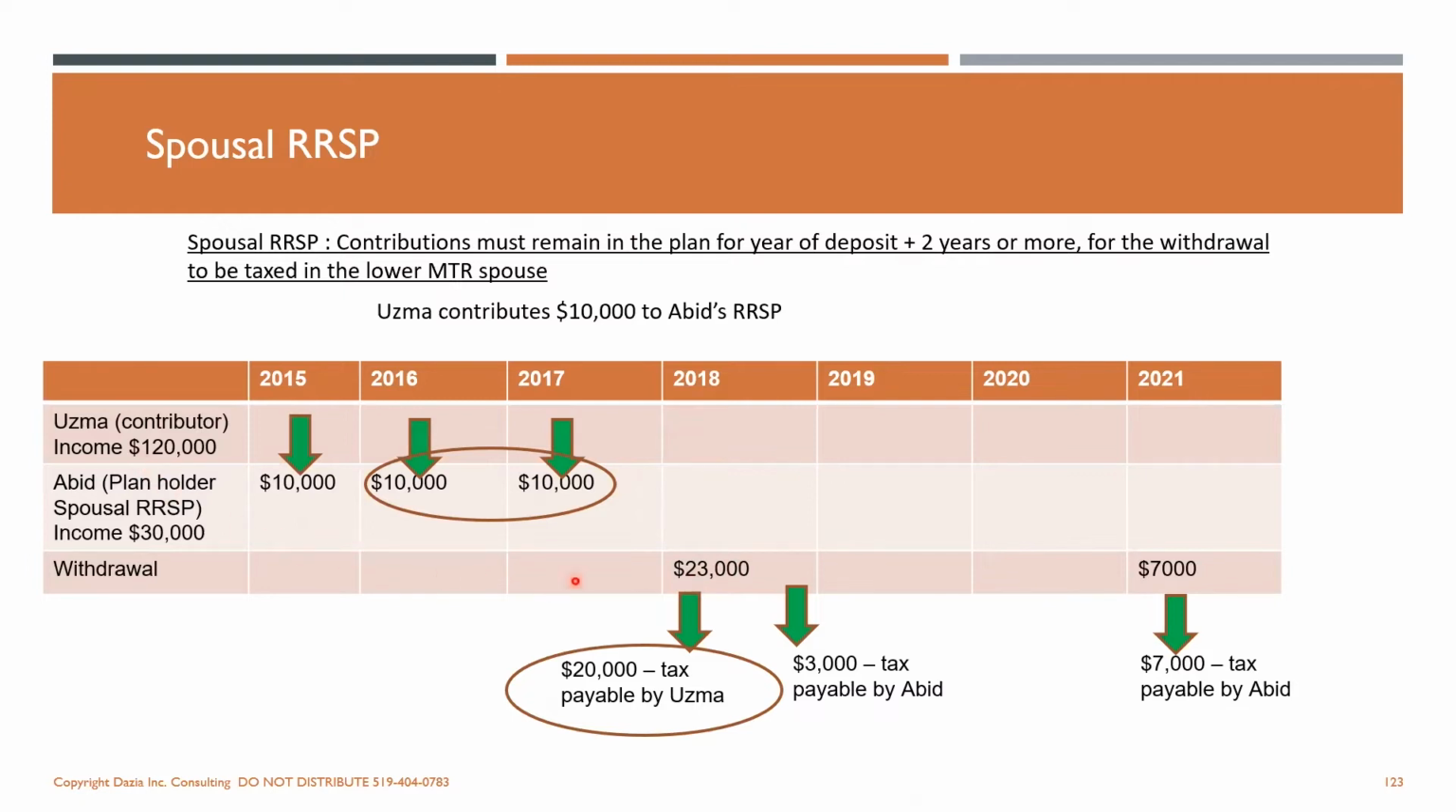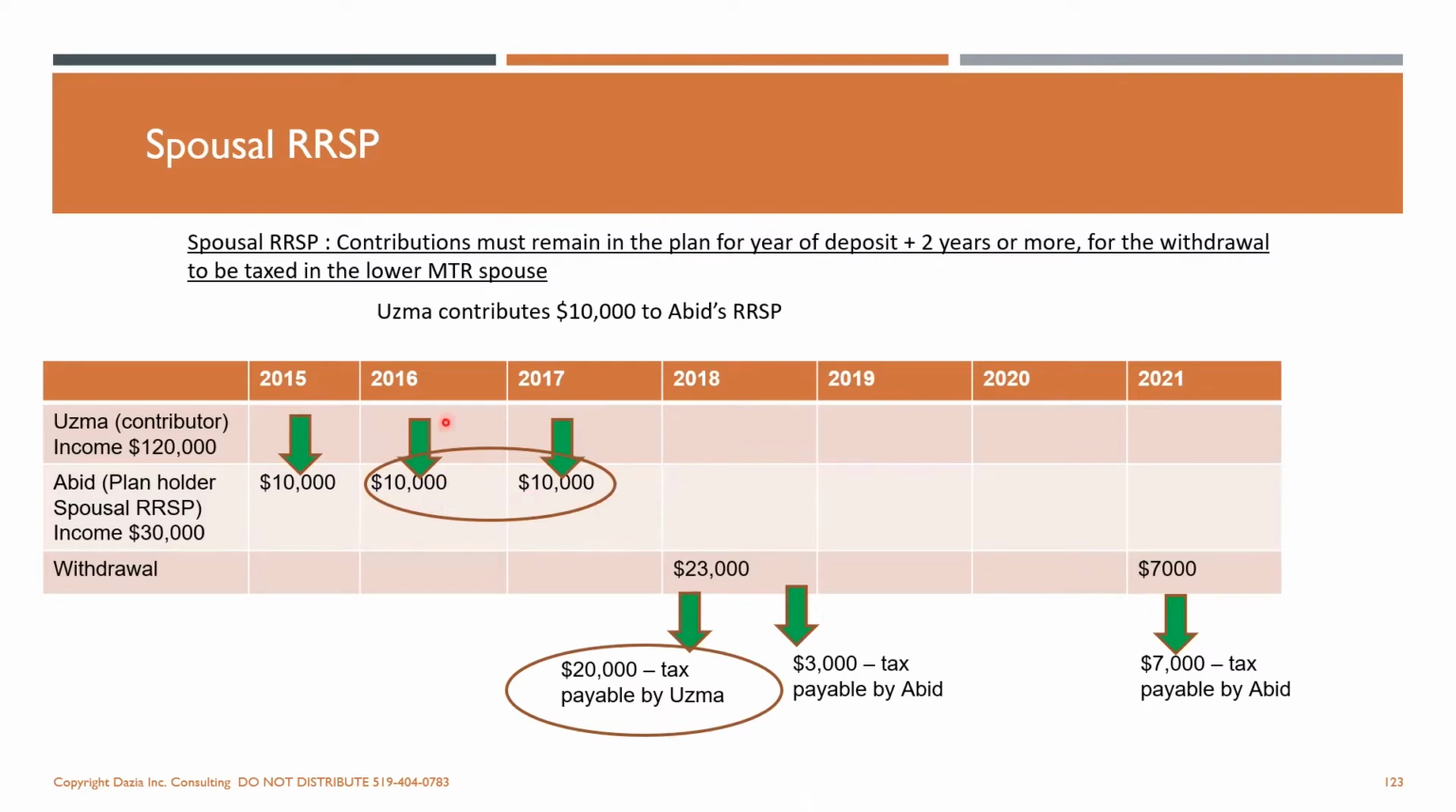Will it be Abid at the lower tax rate, or is it going to be Uzma at the higher tax rate? So the rule is that the contributions must remain in the plan for the year of deposit plus 2 years or more for the withdrawal to be taxed in the lower marginal tax rate spouse. The government will say, okay, this $23,000 is actually coming from this $10,000 and this $10,000. So these two, this one has not been in for the year of deposit plus 2 years, so tax will be paid by Uzma.